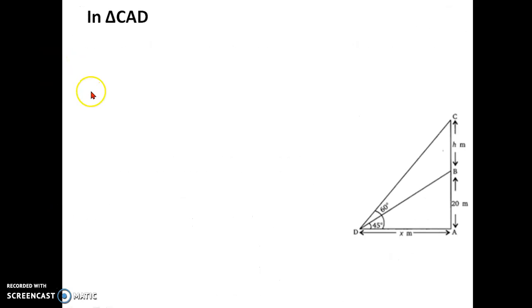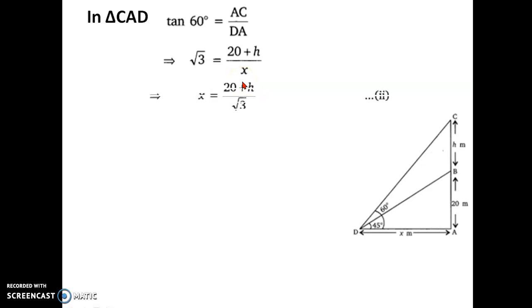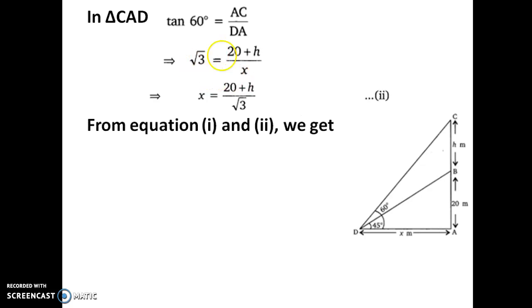Then taking the other triangle, that is CAD, this full triangle CAD we are taking. In that we have tan 60, so AC by DA. Tan 60 is root 3. AC is 20 plus h, h is unknown, so let us write 20 plus h divided by x. From this you can write x is equal to 20 plus h divided by root 3.